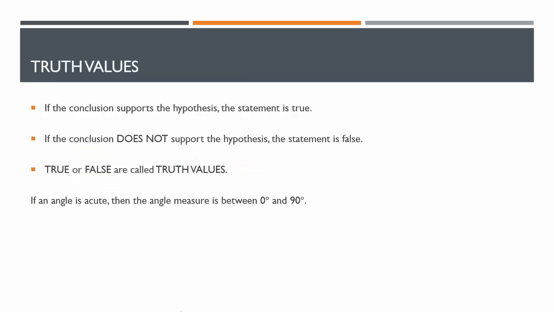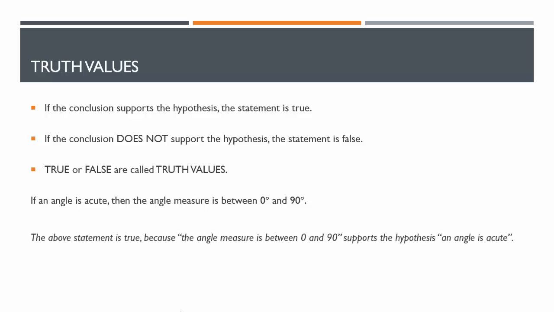The truth value. So for a statement to be true, the hypothesis must be supported by the conclusion. If the conclusion does not support the hypothesis, we say that statement is false. Or if it's not a logical outcome of the hypothesis, we say that statement is false. So for our statement, if an angle is acute, then the angle measures between 0 degrees and 90 degrees, that statement evaluates to be true because it's a logical assumption of the hypothesis, and the hypothesis is supported by the conclusion. One of those two things must happen for a statement to be true.